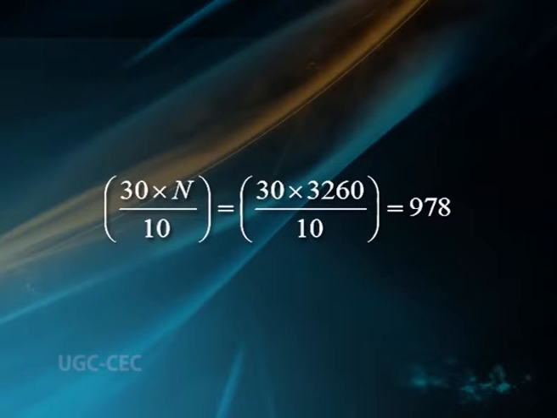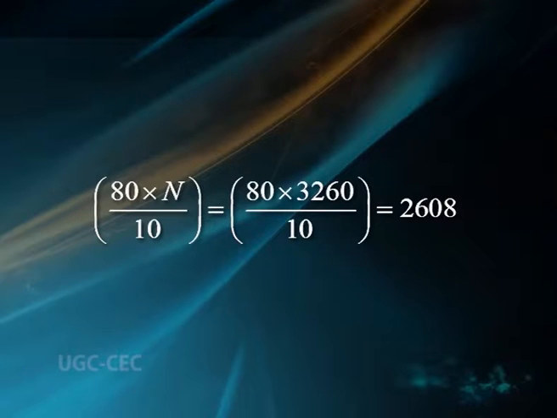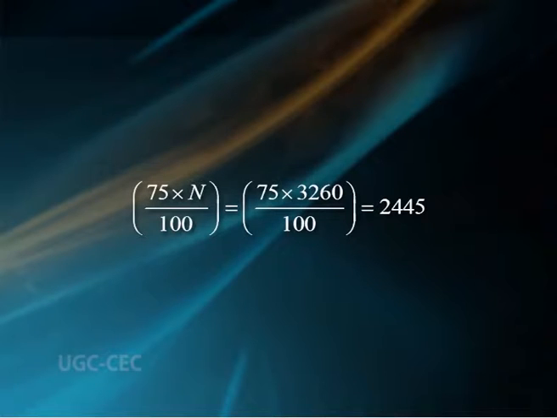Here 3 into N by 10, that is 3 into 3260 by 10, equals 978. The x value corresponding to the y value 978 gives the 3rd decile. 8 into N by 10, that is 8 into 3260 by 10, equals 2608. The x value corresponding to the y value 2608 gives the 8th decile. And 3 into N by 4, that is 3 into 3260 by 4, is 2445. The x value corresponding to the y value 2445 gives the third quartile.